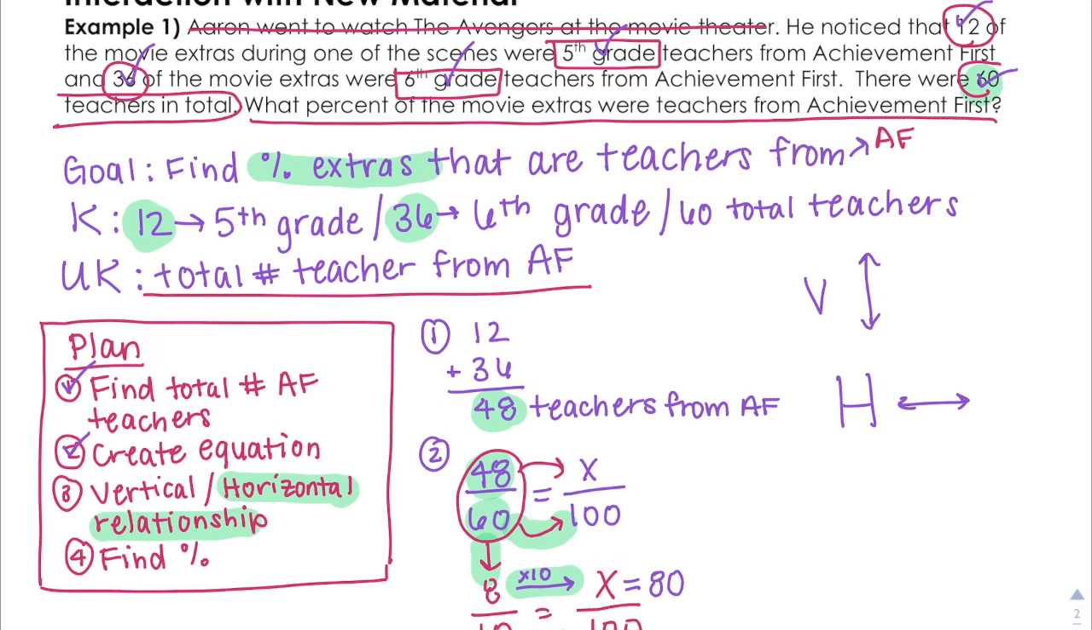Okay, so the last thing we need to do then is just write an answer statement. We know that x is 80 and 80 over 100 is equal to 80%. So let's go ahead and just write our answer statement. It says 80% of the movie extras were teachers from AF.